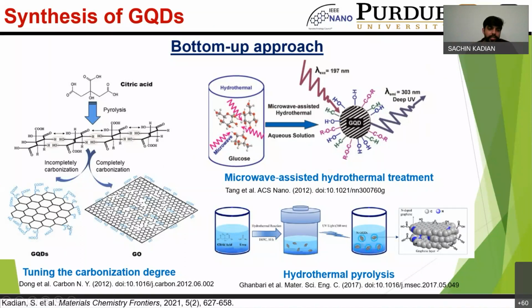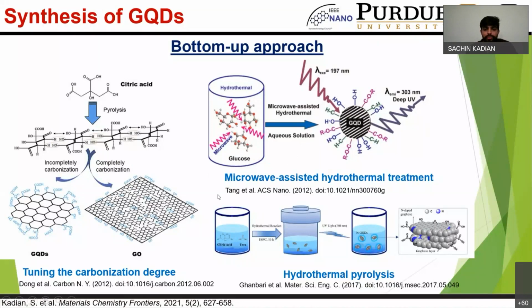So they would create some graphitic structure. As you can see, Dong et al. used the tuning of carbonization degree: if they stop the carbonization in between, they prepared GQDs, and if they completed it, they prepared graphene oxide. So this process is quite easy, and I think it takes at most 10 to 12 minutes to prepare GQDs. And similarly, Tang et al. have used a microwave hydrothermal process.